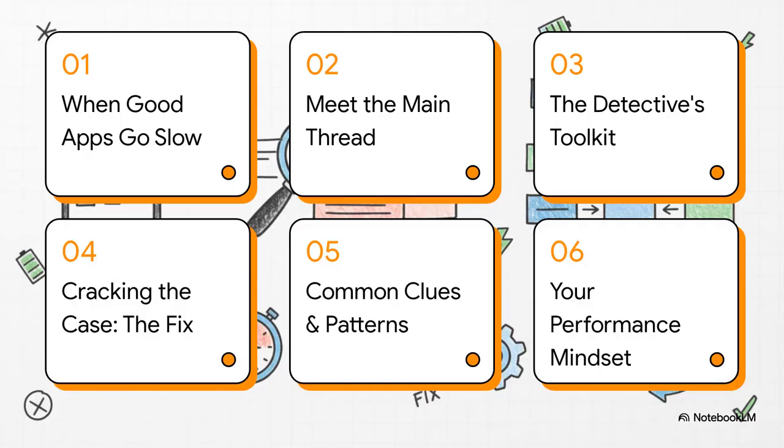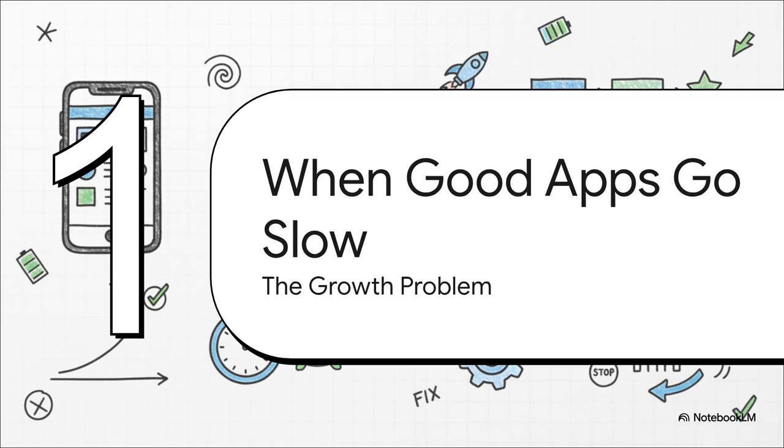Okay, here's our game plan. We're going to follow this investigation from start to finish. First, we'll look at why good apps go bad performance-wise. Then, we'll meet our primary suspect, the main thread. After that, we'll get our hands on a professional detective's toolkit. We'll crack a live case with a real fix, look at some other common clues, and wrap up by building the right performance mindset. So let's set the scene.